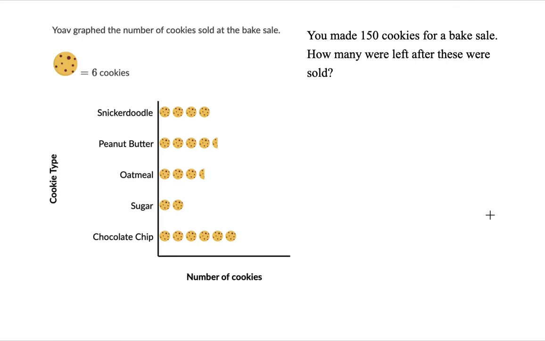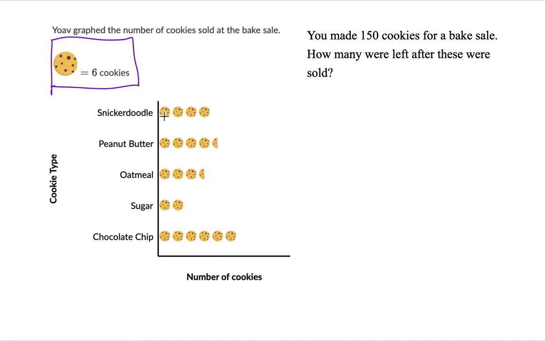Okay. You've graphed the number of cookies sold at a bake sale. The question says you made 150 cookies. How many were left after these were sold? So you need to find out the total amount sold before you can determine how many are left over. This time, each cookie actually represents 6 cookies. So the scale is going to be different for each graph that you look at.